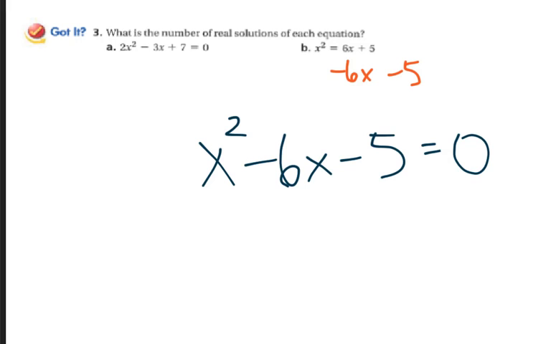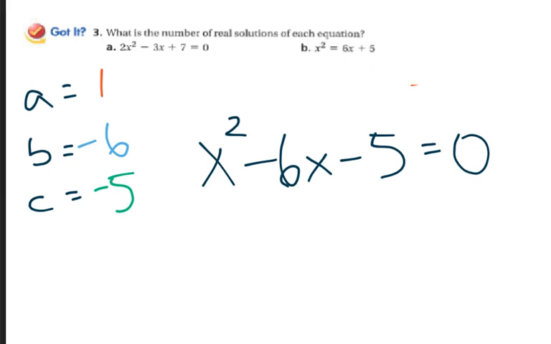Alright, now that we have it in this format, now we can get our A, B, and C. So A is 1, B is negative 6, and C is negative 5. And if you didn't do this part, you definitely would get wrong answers, because otherwise you would say that B is positive 6 and C is positive 5, which is not true.